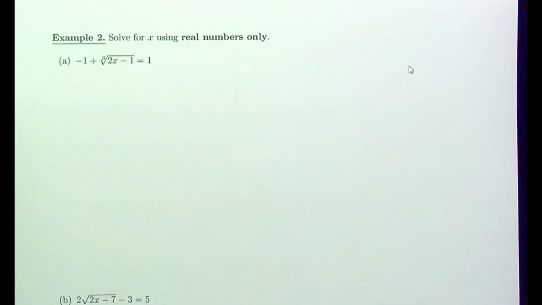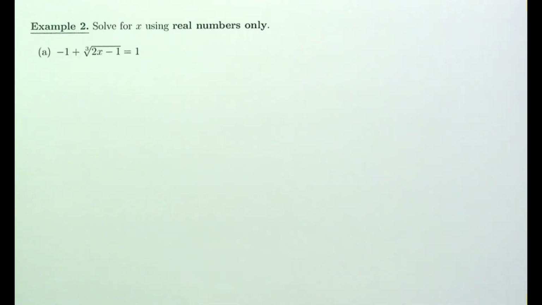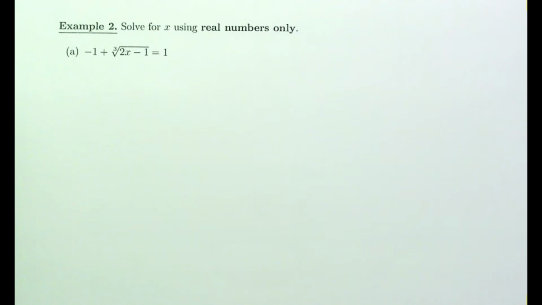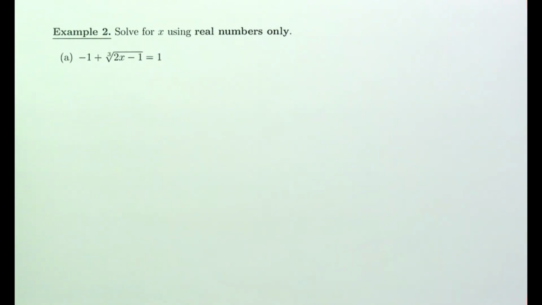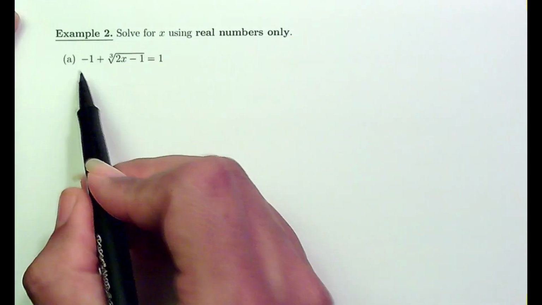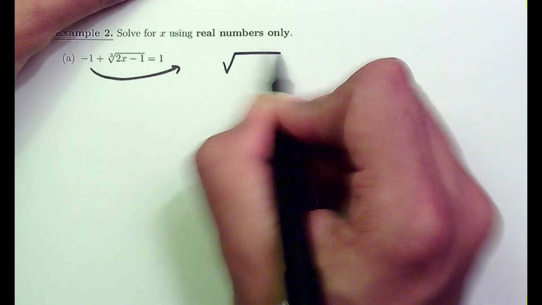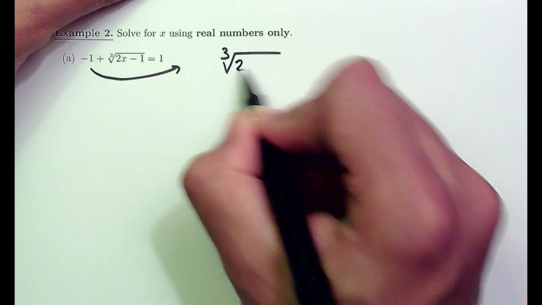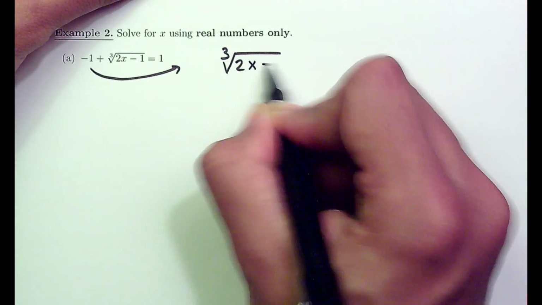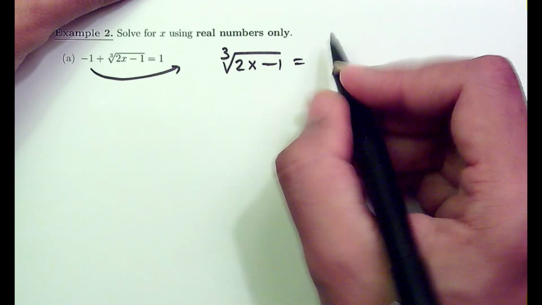Now let's do an example that has a cubic radical. All right, solve this equation. Okay. First, we want the radical all by itself. So move this -1 to the other side. Move that, because we want the cubic root all by itself. So that would be cubic root of 2x minus 1 equals 1 plus 1, which is 2.